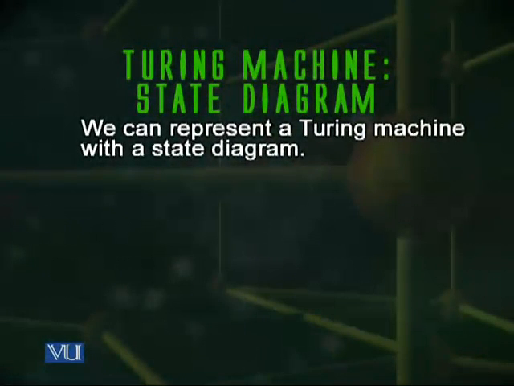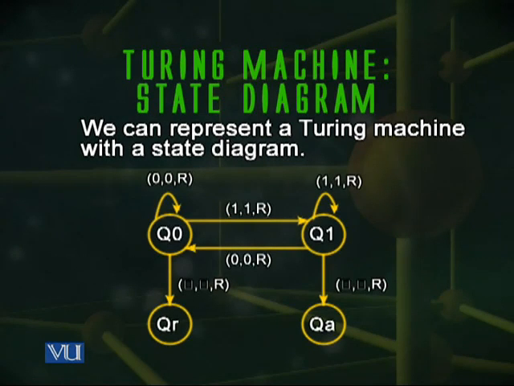The transition diagram of a Turing machine looks very much like the transition diagram of a DFA, which you're already familiar with. Let us have a close look at this transition diagram. The transition diagram here consists of 4 nodes. They're labeled Q0, Q1, QReject, and QAccept. Of course, these 4 nodes represent the 4 states of the Turing machine.